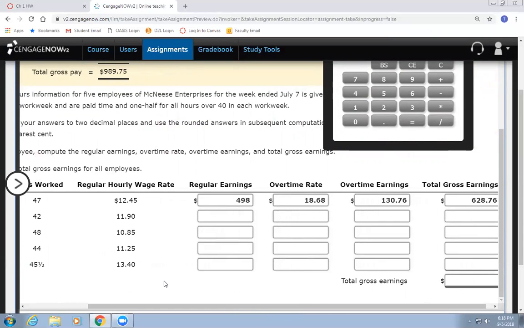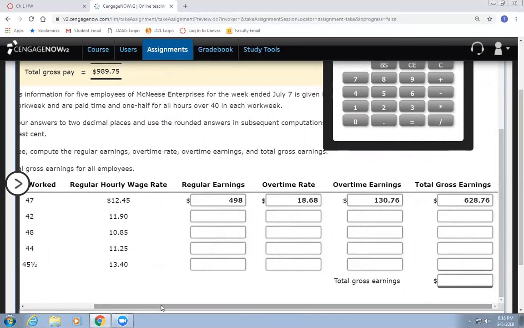So that's looking at computing regular and overtime earnings to get total gross earnings. Your total gross earnings are all earnings for the period, regular plus overtime. And this is just the standard overtime calculations.